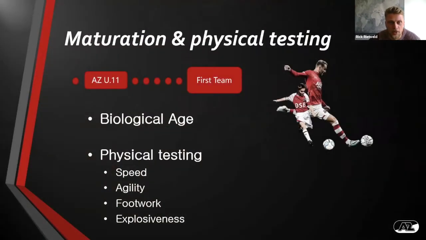So at AZ Alkmaar, we do a lot of testing, starting when the players come in at our under 11, and we use biological age to say something about the maturation status of the players. And we combine this with the physical testing. We test speed, agility, footwork, explosiveness, like probably every other club. But the key thing we do is we combine these two. In this way, we can say something about which player has the most physical potential.